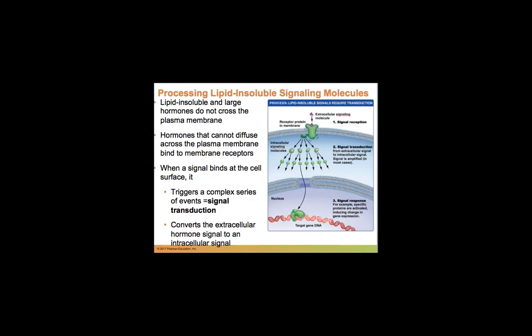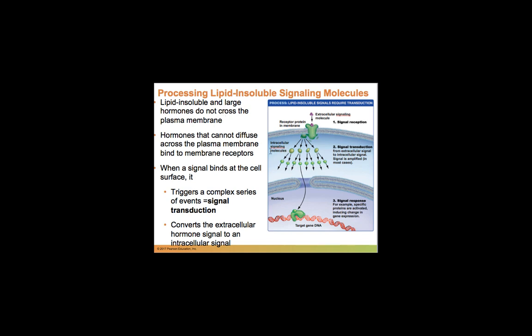Okay, now let's discuss our lipid insoluble signaling molecules. Now, our lipid insoluble hormones are unable to pass through our plasma membrane. Why? They are insoluble in lipids. What is our cell membrane made up of? Phospholipids. So, lipid insoluble hormones are unable to pass directly through. Lipid insoluble and large hormones do not cross through the plasma membrane. Hormones that cannot diffuse across the plasma membrane have to bind to external receptors on the cell membrane and then induce a second messenger signaling cascade system.